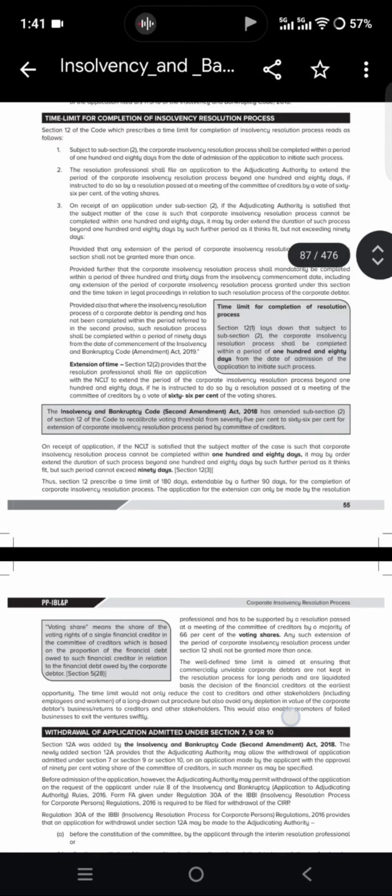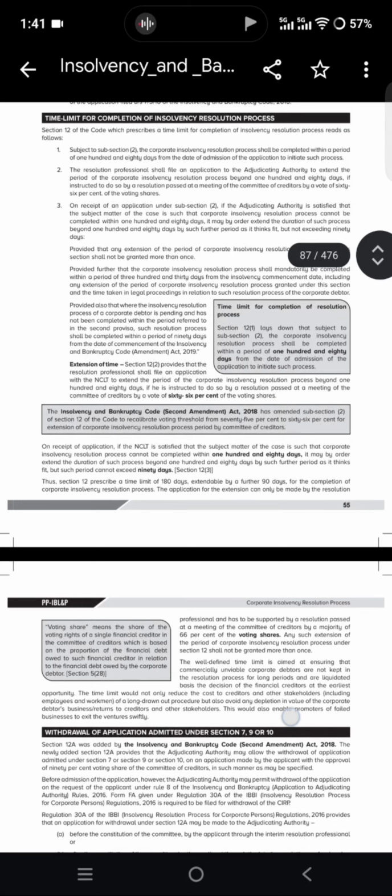Provided also where the CIRP of a corporate debtor is pending and has not been completed within the period of the second proviso, that is after giving extension, such resolution process shall be completed within a period of 90 days from the date of commencement of the Insolvency and Bankruptcy Code Amendment 2019. This was amendment related.